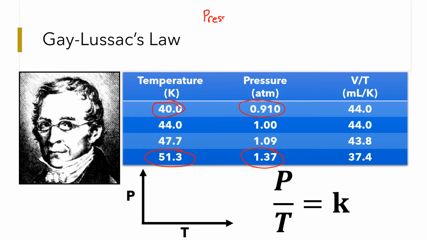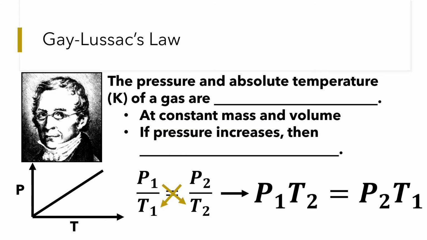So pressure and temperature are directly related. This means when pressure goes up, temperature goes up as well, and vice versa. If pressure goes down, temperature will also go down. Our line here, when I graph the data, should be pointing up with a positive slope. The relationship between pressure and temperature of a gas is that they are directly proportional. So I'm going to fill that in, directly proportional.